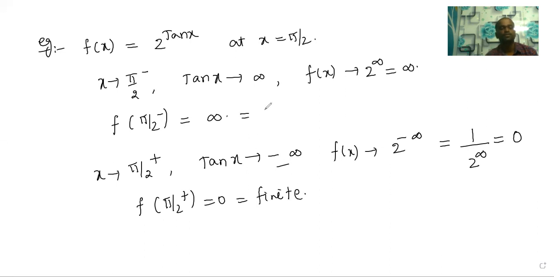But the left hand limit is infinite. So here what can we conclude? f of x is equal to 2 power tan x at x is equal to pi by 2 has infinite point type discontinuity. Okay.